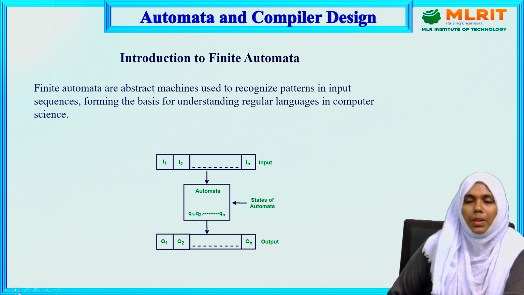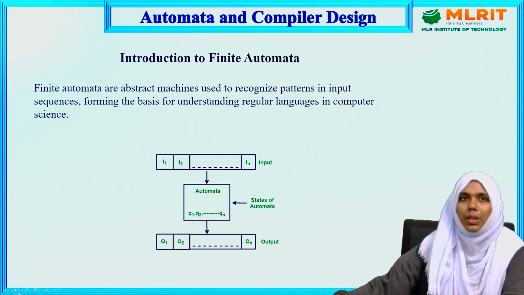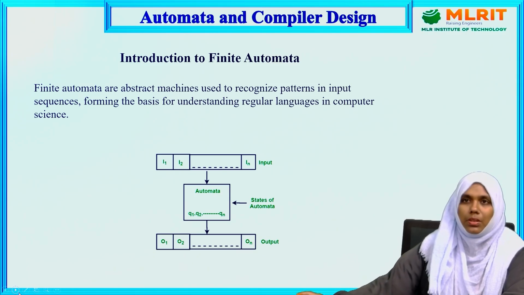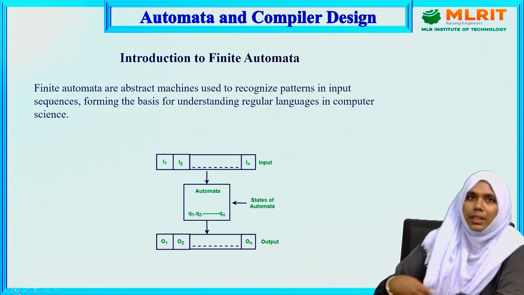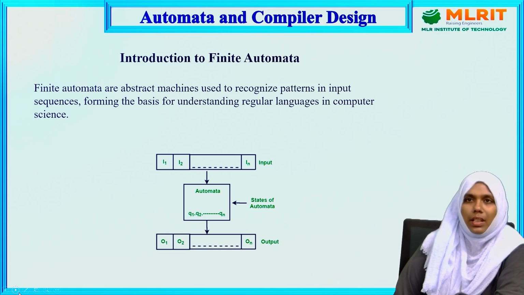So today we are going to discuss the first automata, the finite automata. We will see what the finite automata is, what its uses are, and how we are going to define it in our subject. Finite automata is a machine which recognizes a pattern in terms of the input sequence, and it is understood by a language known as the regular language in computer science.